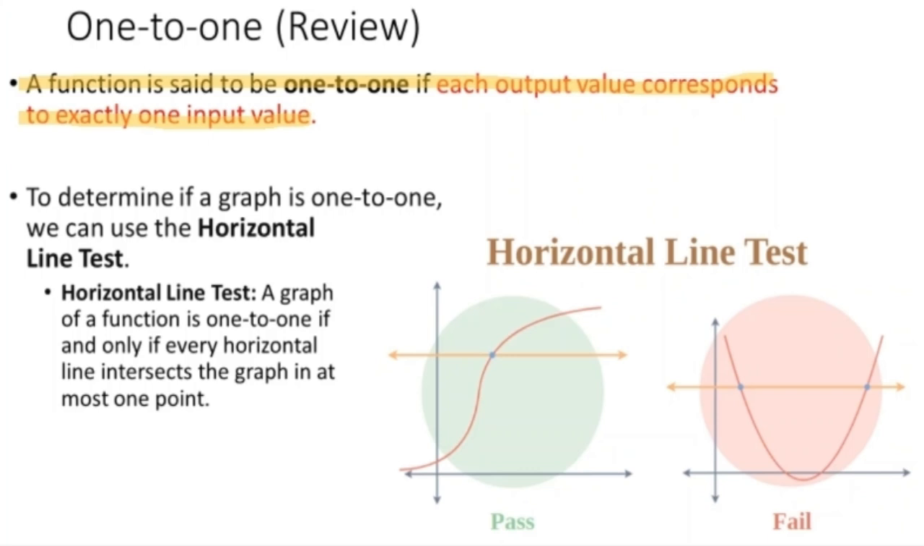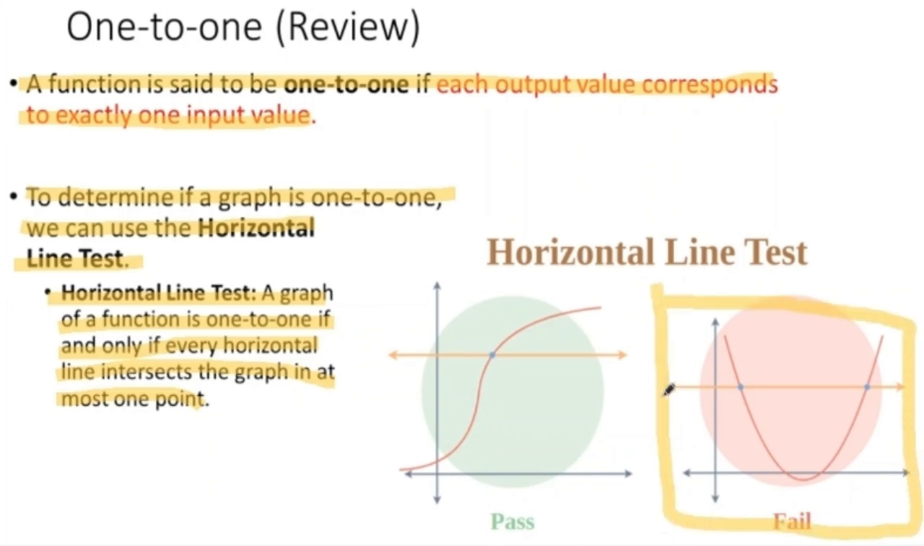One of the ways we learned how to test to see if a function was one-to-one is using something called the horizontal line test. So to determine if a graph is one-to-one, we can use the horizontal line test, which tells us a graph of a function is one-to-one if and only if every horizontal line intersects the graph at most one point. If we take the two graphs here in the figure, the rightmost graph fails the horizontal line test because we can see that this one horizontal line passes our graph at 2 points.